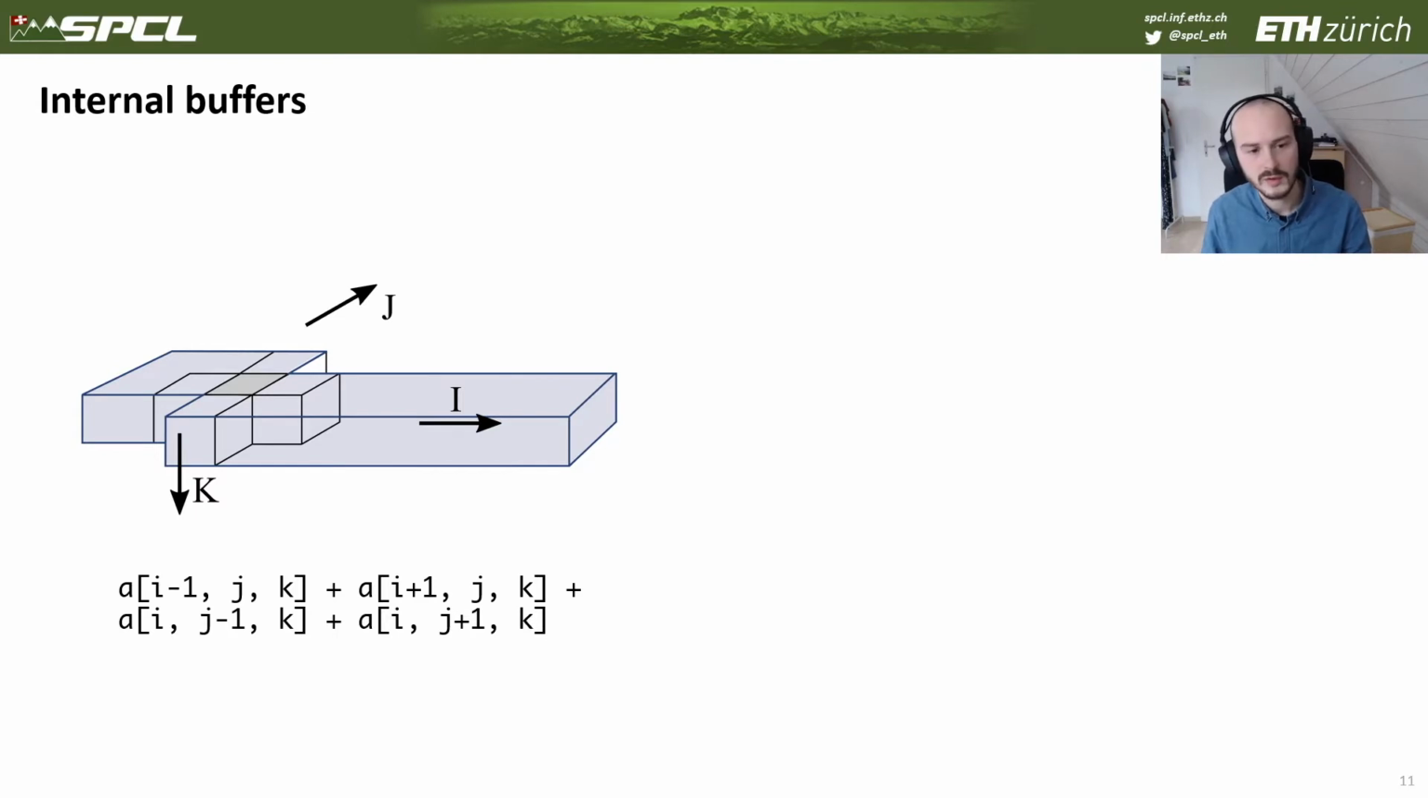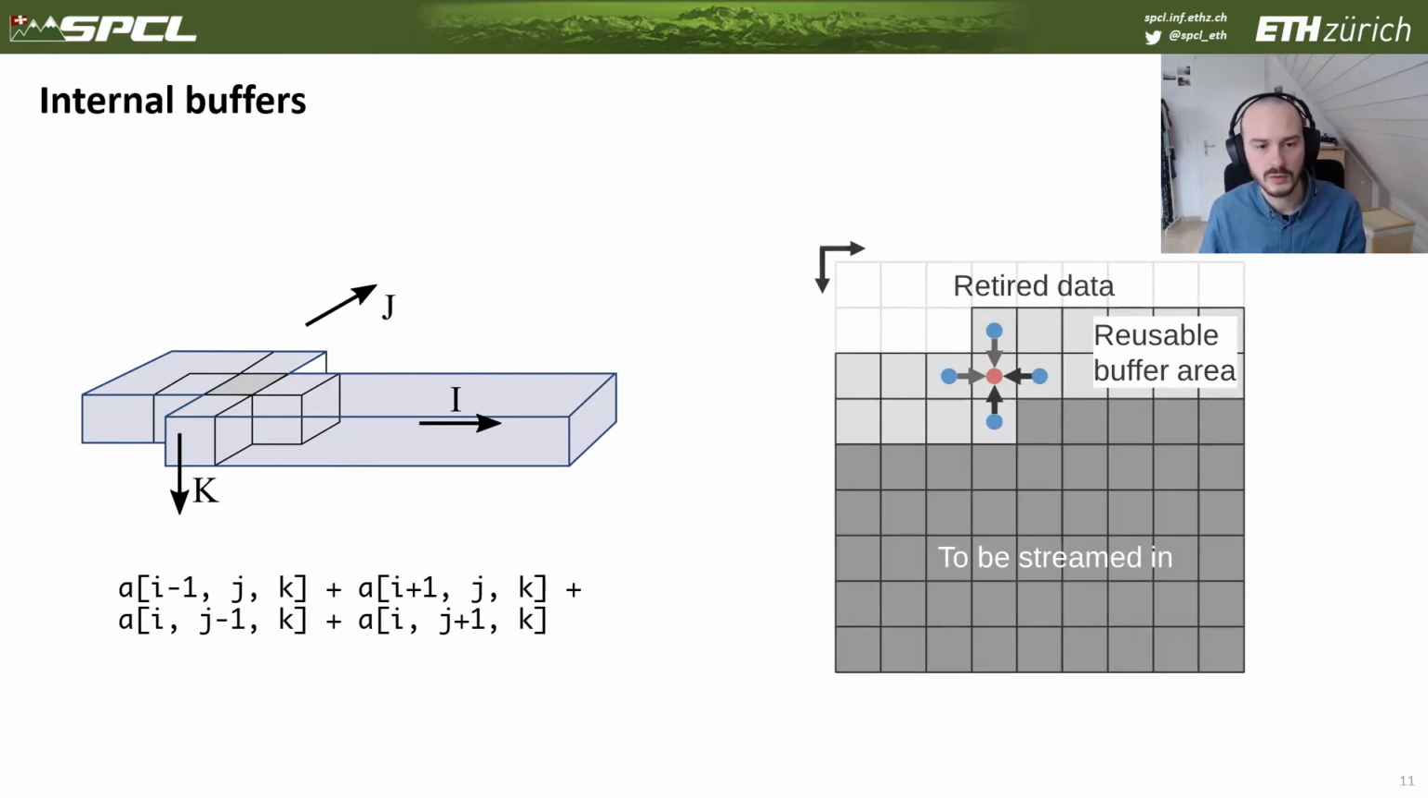For example, with this stencil here, we'll be accessing two offsets in the horizontal dimension, the I and J dimensions. We would need to buffer this row until we'd used it for the last time. So we can visualize it like this. We have three classes of data. We have data that we have yet to stream in, either from memory or from another stencil node. Then we have data that we have read at least once, but that we will need again for one of the other offsets of the stencil, which is this reusable buffer area.